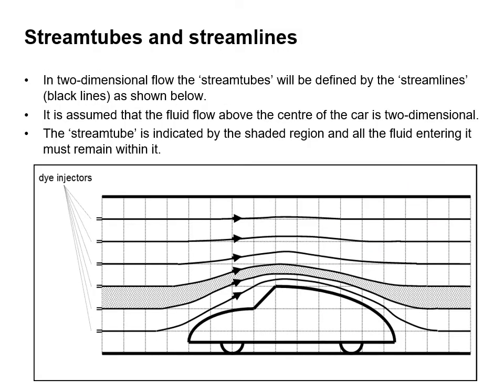In two-dimensional flow, the stream tubes will be defined by the streamlines. The black lines are shown below. It's assumed here that the fluid flow above the centre of the card is two-dimensional. The stream tube is indicated by the shaded grey region, and all the fluid entering it must remain within it.